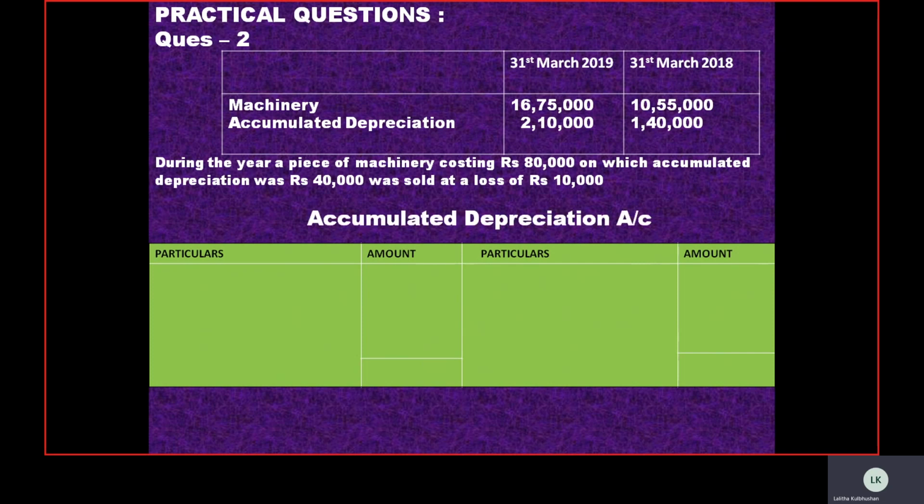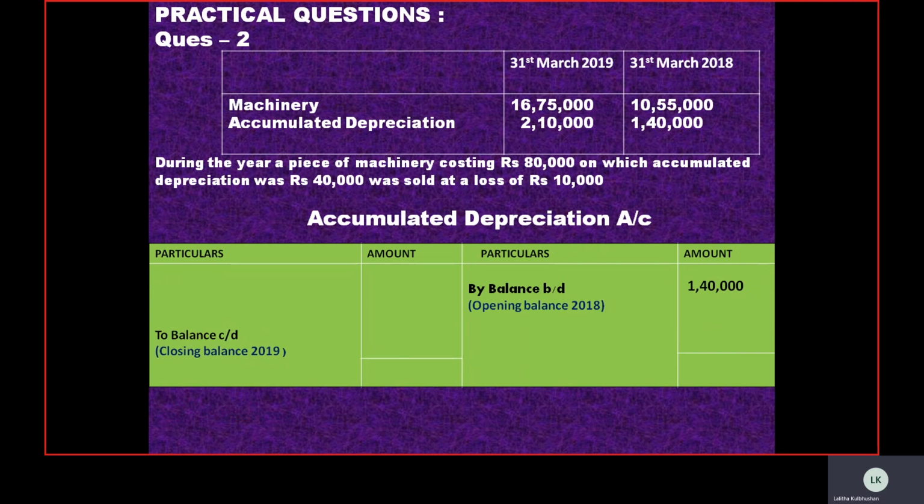So let us first prepare the accumulated depreciation account. So children, we have already seen the format for the accumulated depreciation, which can also be called the provision for depreciation account here. So as per that, all the liabilities give a credit balance. Hence the opening balance, you can find it on the credit side. Opening balance means the previous year, that is 1,40,000. Similarly, the opening balance, we have written it here. The closing balance, definitely it will be on the opposite side.